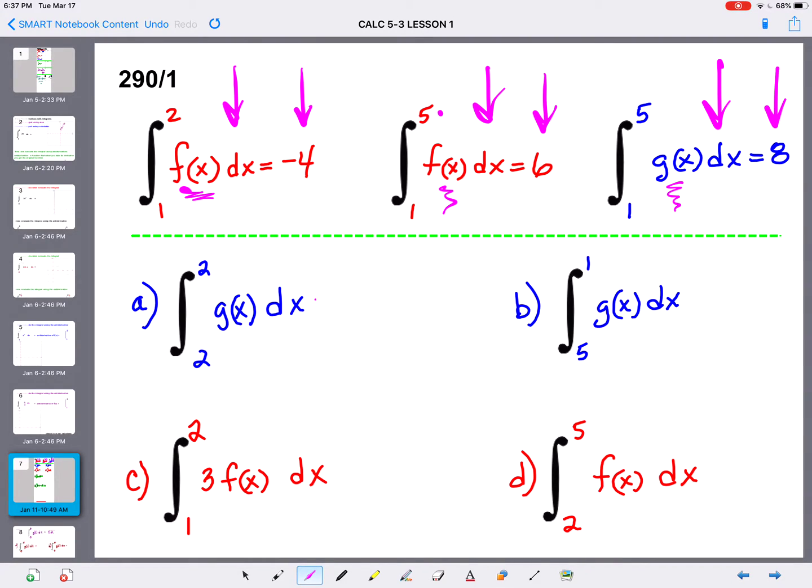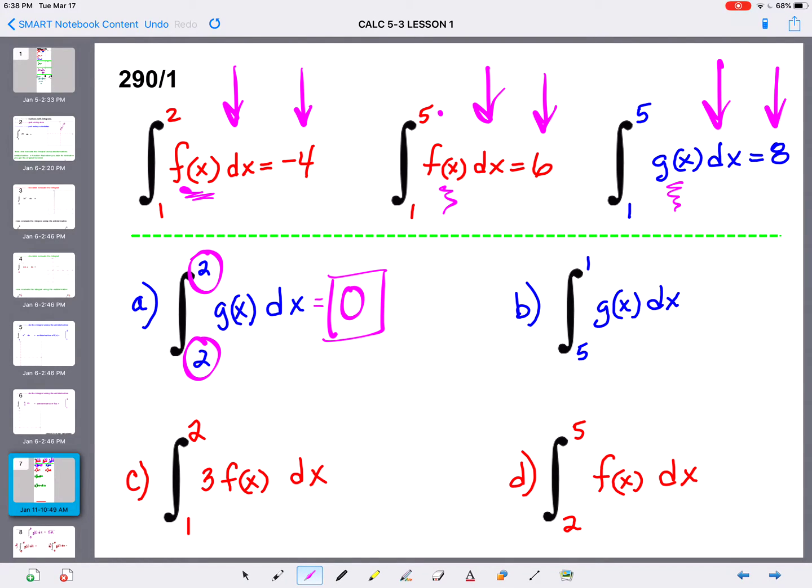Let's start with A. On problem A, it is g of x, that's the function, but the key thing is take a look at the limits. They are exactly the same. So this is an area between the function g of x and the x-axis from x equals 2 to x equals 2. Well, there is no area because the width is 0. So we talked about this. There's no area. The limits are the same.